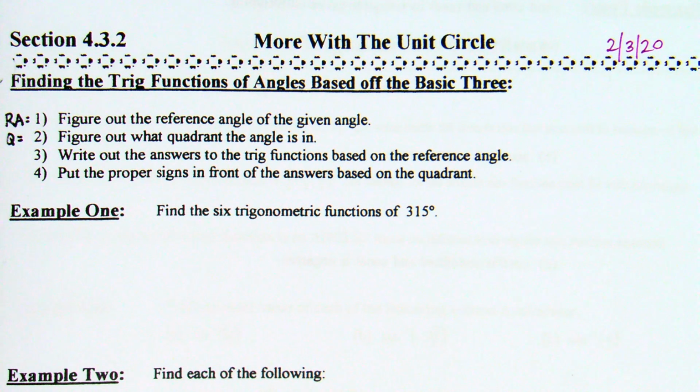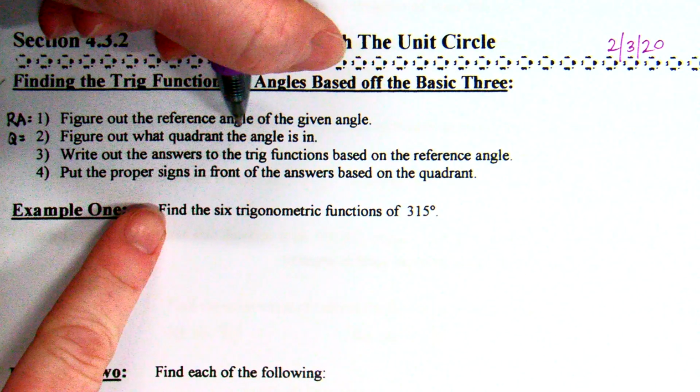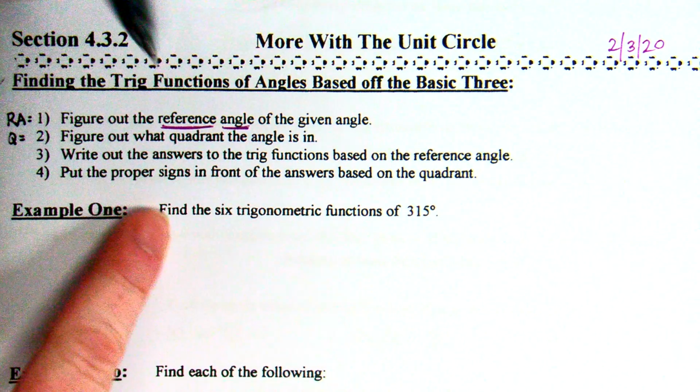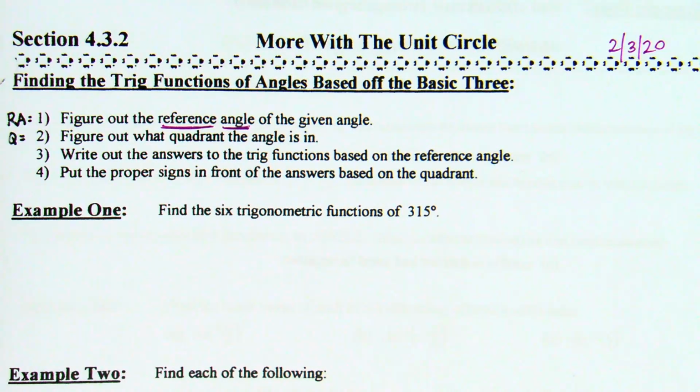Number 1, notice it has RA beside it. Find out the reference angle of the given angle. So we worked with finding reference angles already. Remember reference angles? When you're looking at reference angles, it's how close or how far away is it from the x-axis, right? What is the angle that the angle in question forms with the x-axis? So maybe it's how far above or below 180 it is, or how far from 360 it is. Just depends on which quadrant it's in.